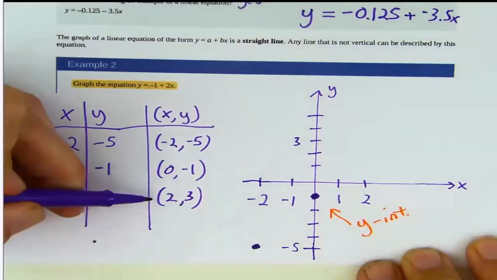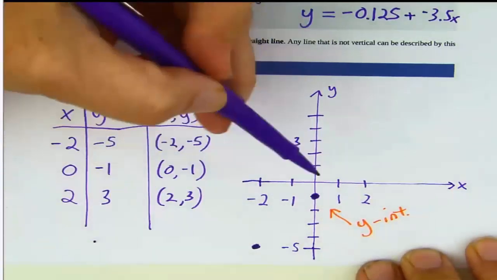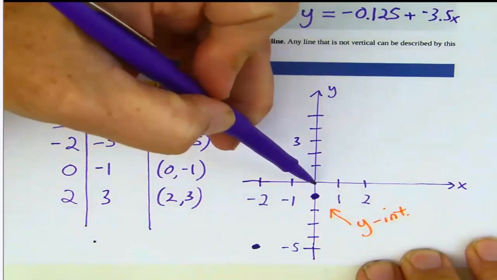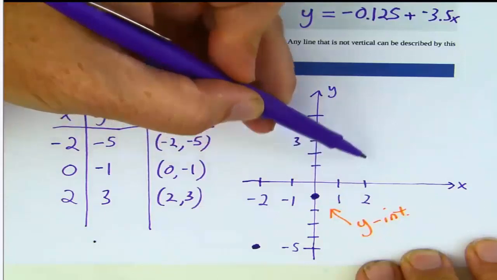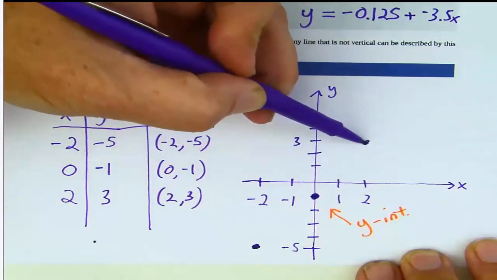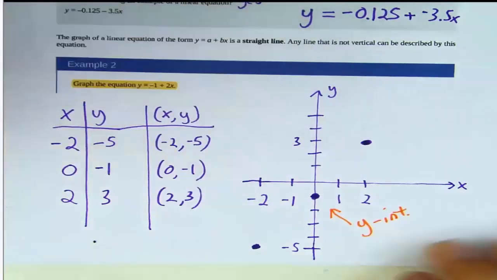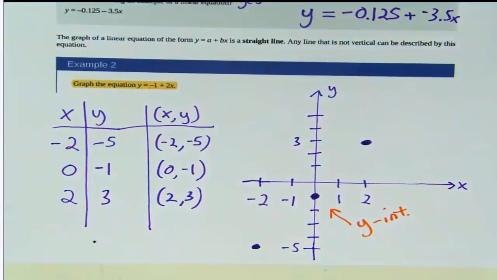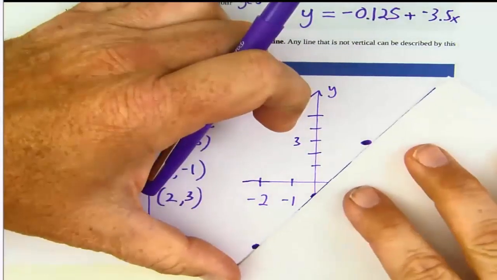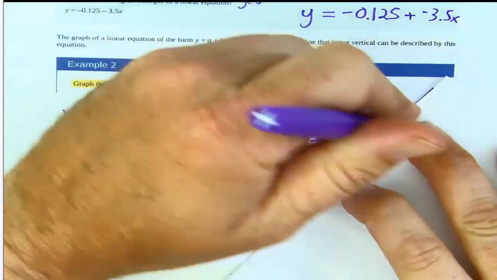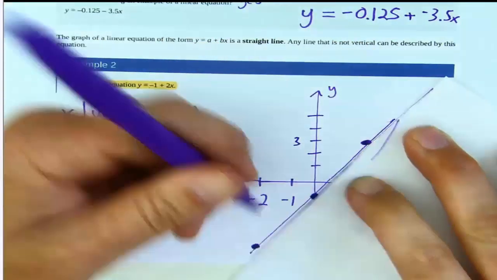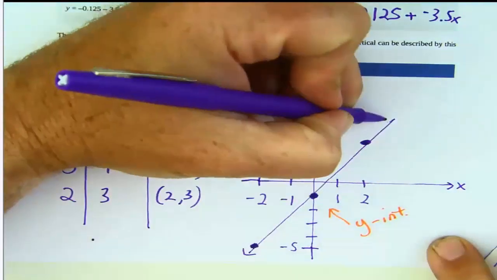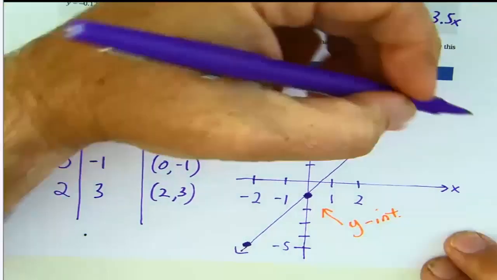So then finally this last point, 2 comma 3, I locate by starting at the origin, moving 2 spaces on the x-axis, and then up 3, and then I lay another point down. It looks like I've got 3 points lining up in a line, so I've probably done things correctly. I should probably double check, but I'm going to go ahead and let it ride this time. And that's the graph of the equation.